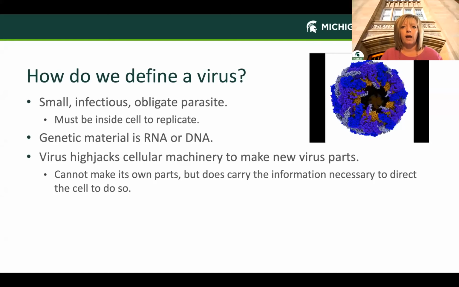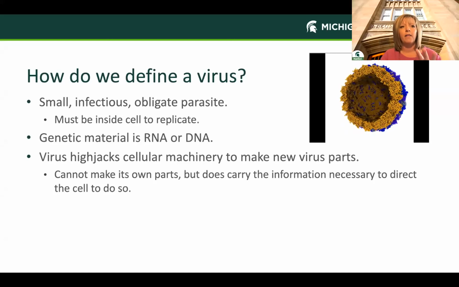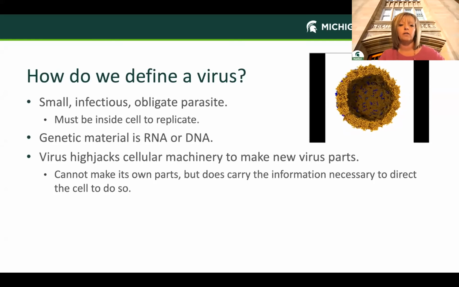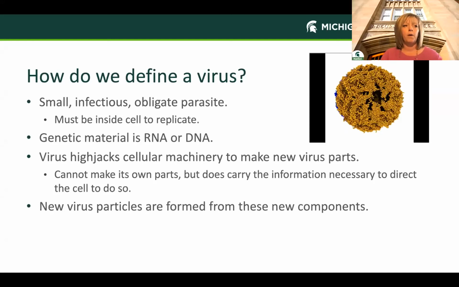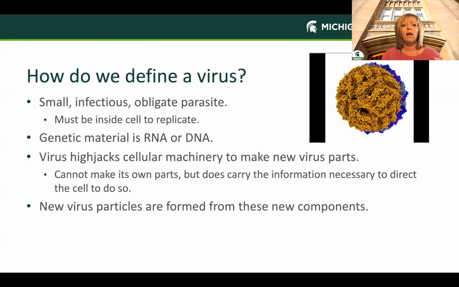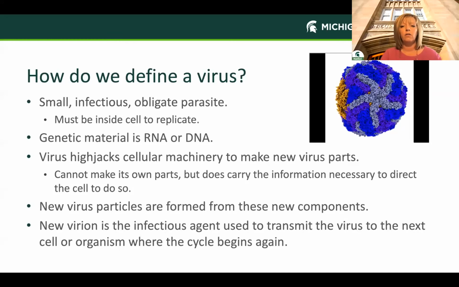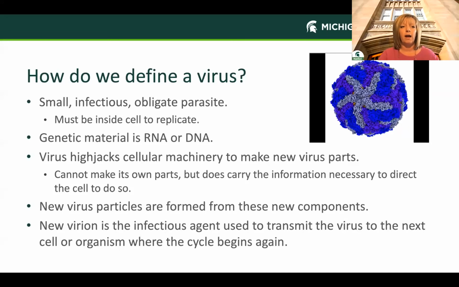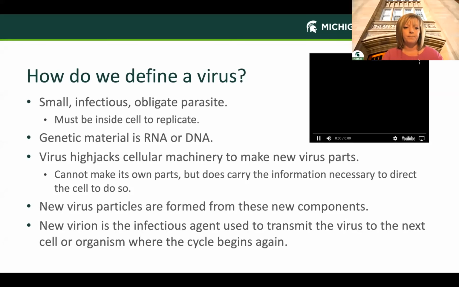Viruses hijack the cellular machinery to make new virus parts. They cannot, on their own, make those virus parts. They do contain the information necessary to direct the cell to do so. And then eventually you'll get new virus particles that are formed from these newly synthesized components. That new virus particle, or virion, is the infectious agent that is used to transmit the virus to the next cell or to a new organism where this cycle begins again.